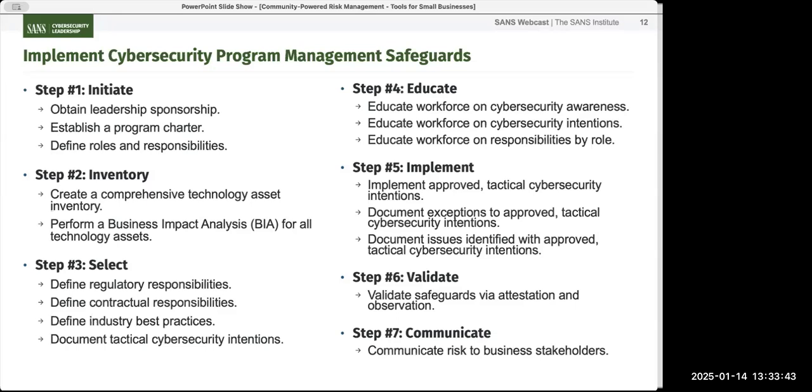I won't read through each of these that are here, but again, this is going to hopefully be a bit of an overview, sort of a roadmap for you that you can use to go ahead and put in good program management safeguards. At a high level, we would say you would initiate the program, you would do asset inventory to make sure you know what it is you're defending.